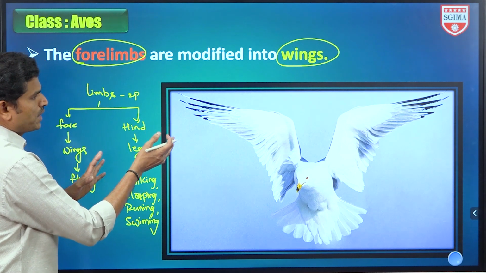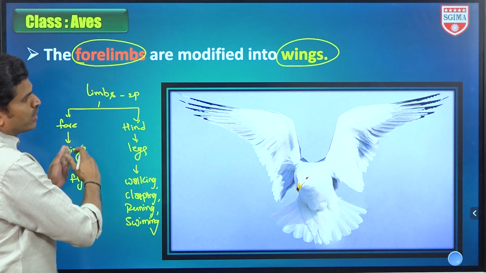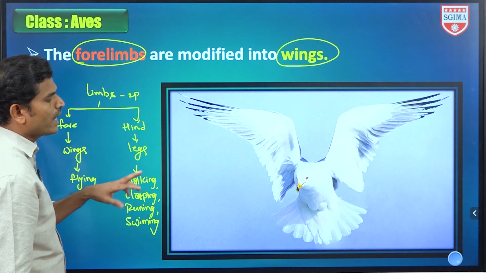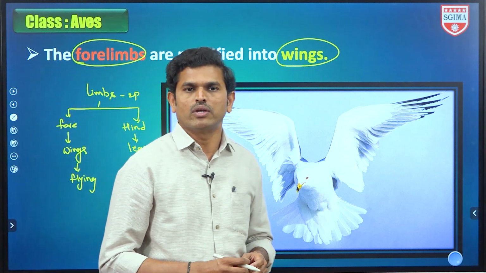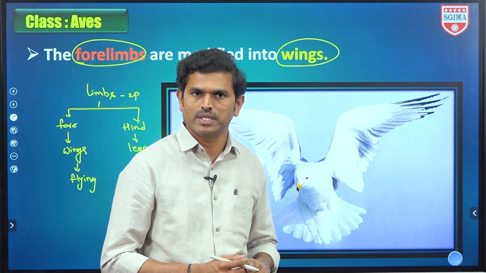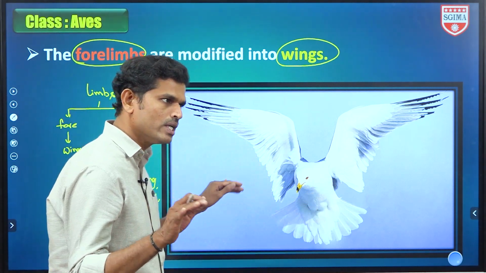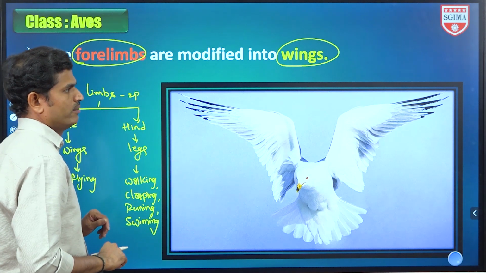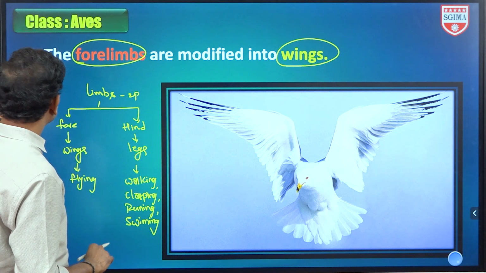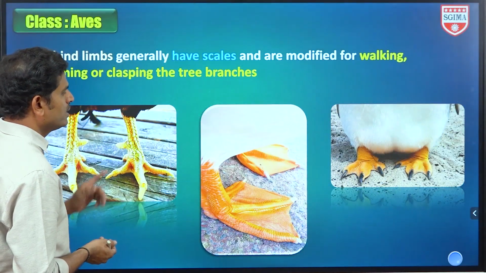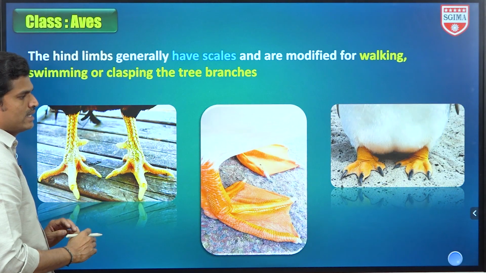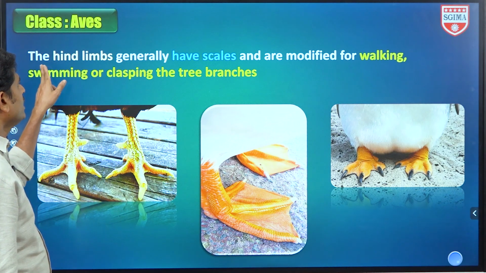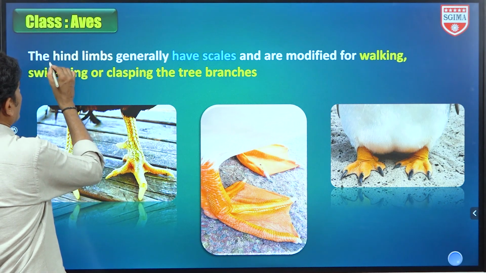So in this slide, forelimbs are modified as wings. They help in flying. In flightless birds like the penguin, if we observe, the wings are reduced and useful for swimming. That is a swimming bird, the penguin. Let us see the second pair of limbs, that is nothing but legs. Various organisms have legs like this. So they have given the hind limbs.